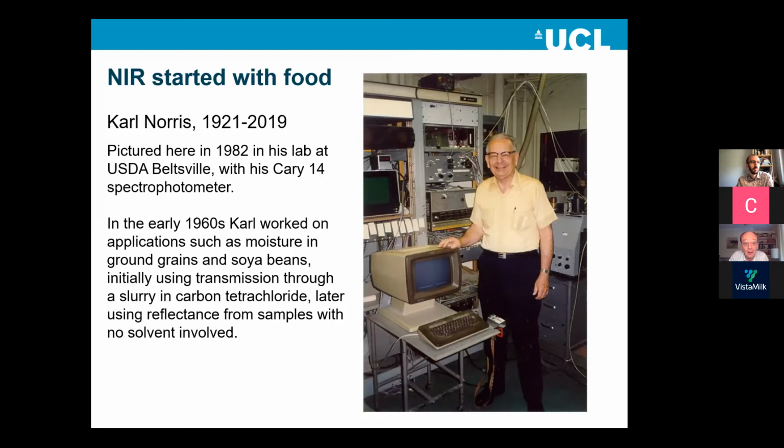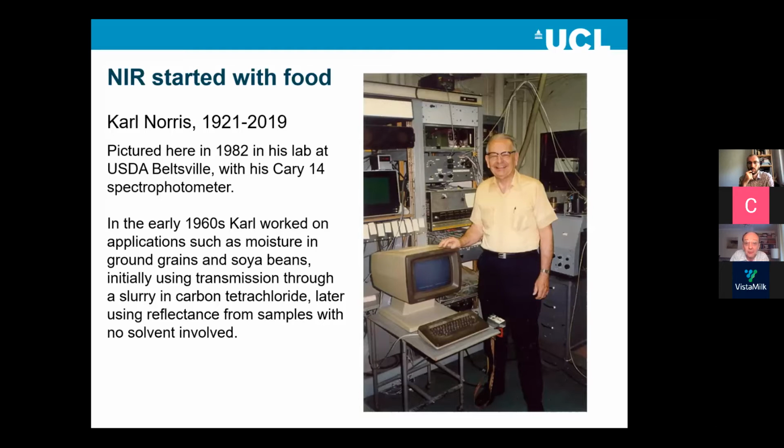And this picture was taken in 82, when I guess he was in his 60s by then, and it shows his lab and some of the instruments that he started working with. Basically he was an engineer, he built some of these. So it's a Carey 14 spectrophotometer modified by Carl to try and do quantitative NIR. And the first things that he worked on were food. So, well, USDA, not a surprise, really. The first application was moisture.